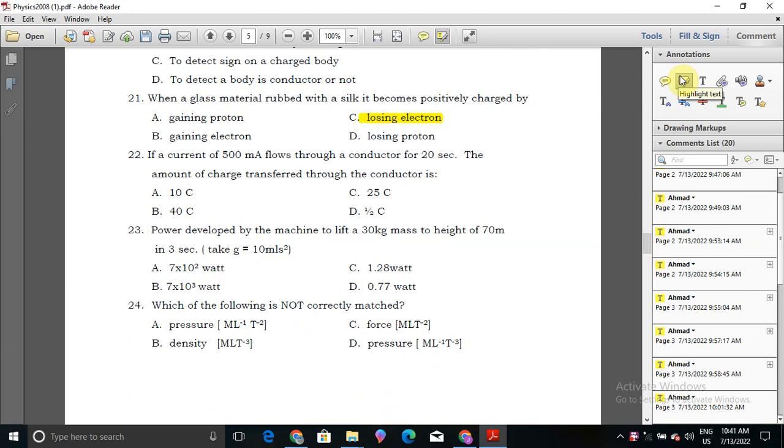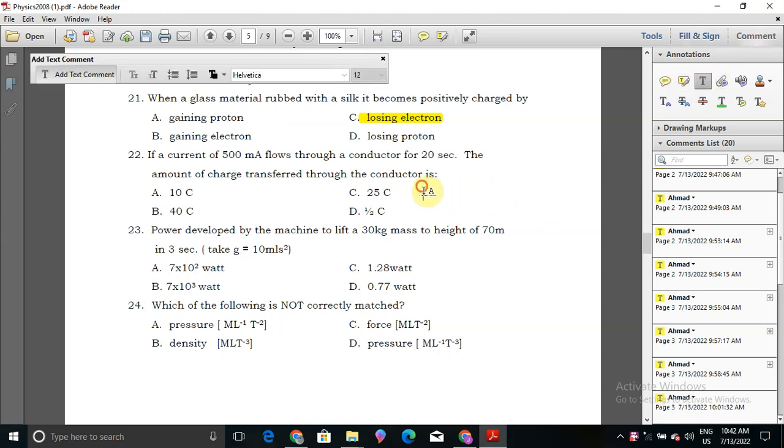Okay, now question number 22 says, if a current of 500 milliampere flows through a conductor for 20 seconds, the amount of charge transferred through the conductor is what? 10 coulomb, 40 coulomb, 25 coulomb, or 1/2 coulomb? The correct answer will be found by a formula. First of all, we have milliampere. It should be ampere, right? Because charge is equal to current times time, ampere times second.